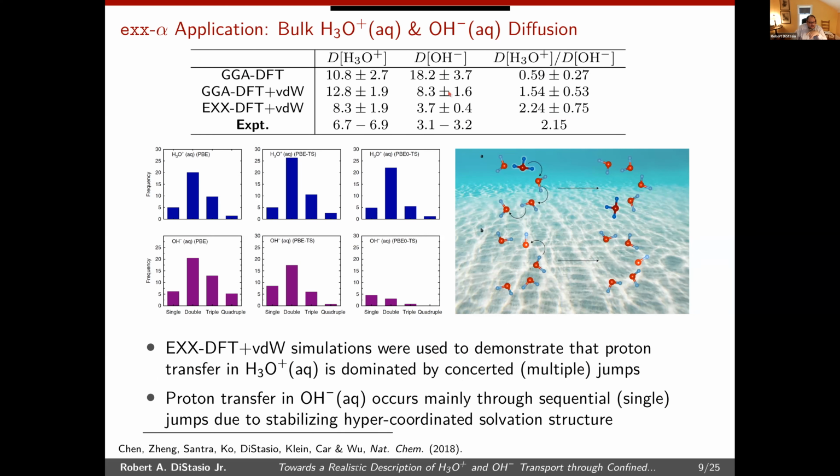If you add exact exchange and van der Waals, you get better on both, and you get to a ratio that's actually not quite bad compared to the experimental observable. And this was a collaboration with Chiffon's group, Roberto's group, and Mike Klein over at Temple that we published in Nature Chemistry a couple of years back.